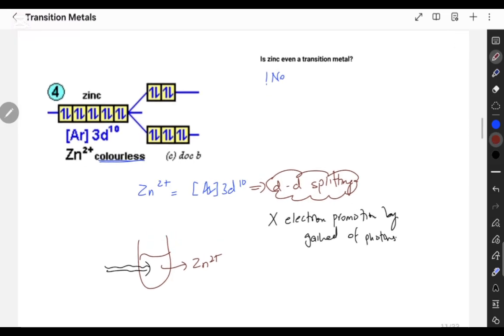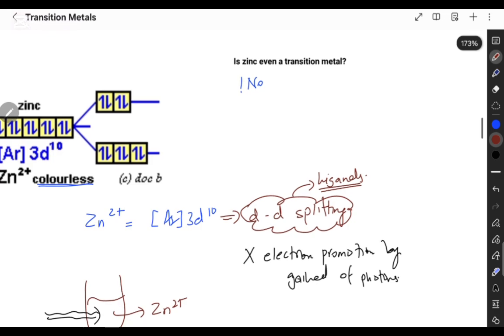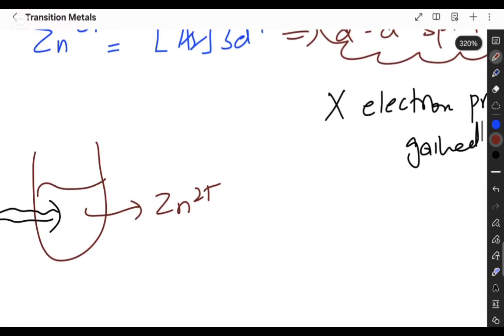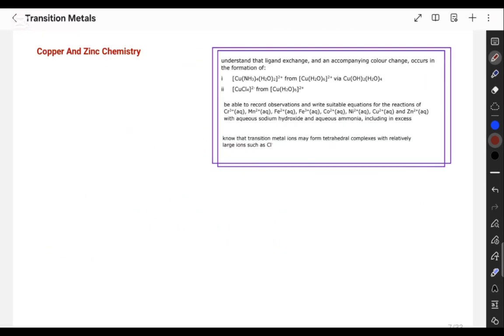So that's what's going to be preventing color from coming in. Now, d-d splitting will happen because we're going to have ligands that are going to be attacking zinc and forming dative bonds. But the electron promotion is not going to be happening. And because of that, whatever you're going to see of zinc, it's either going to be a white precipitate or colorless. So that's a very important thing to know.